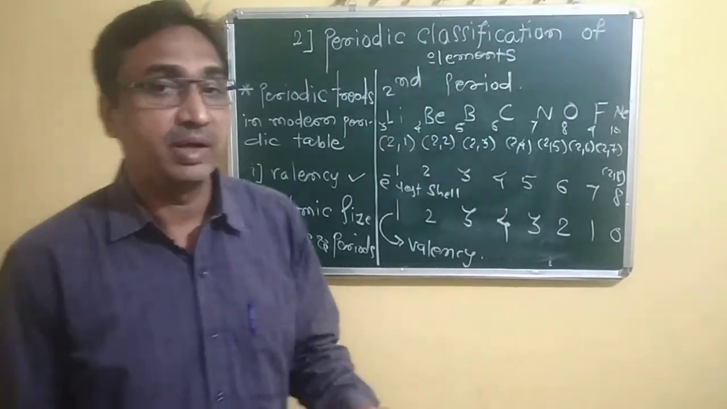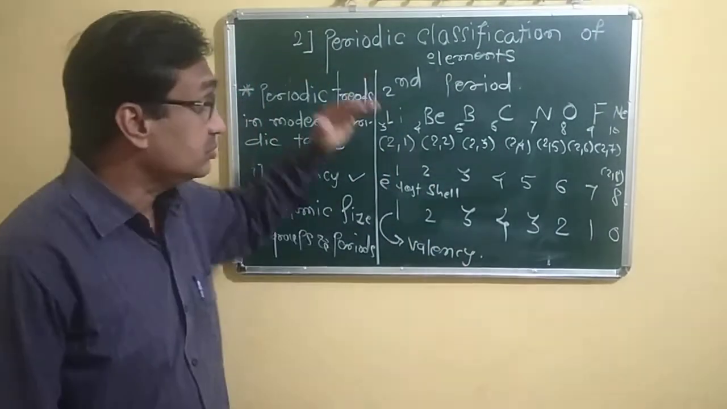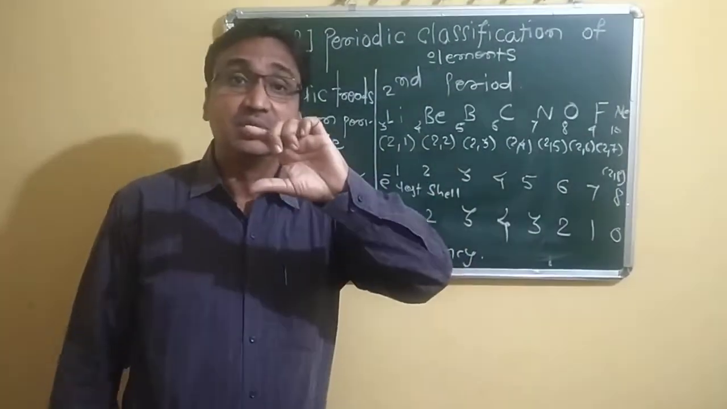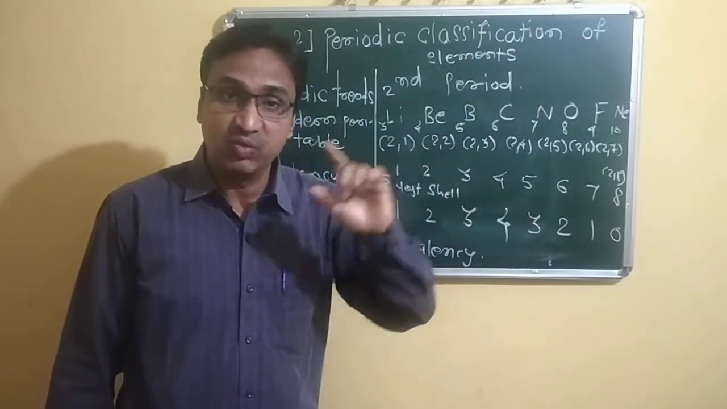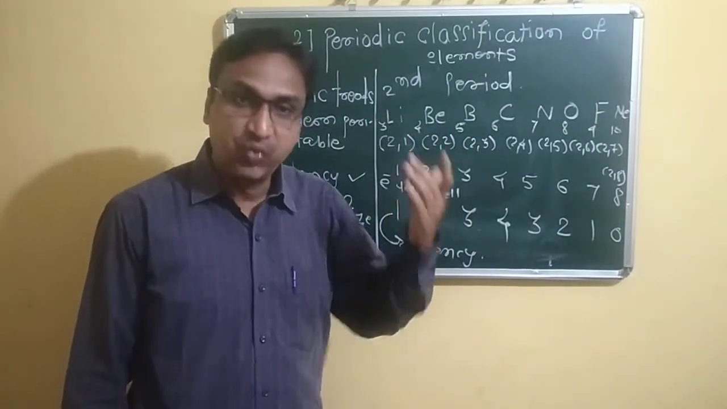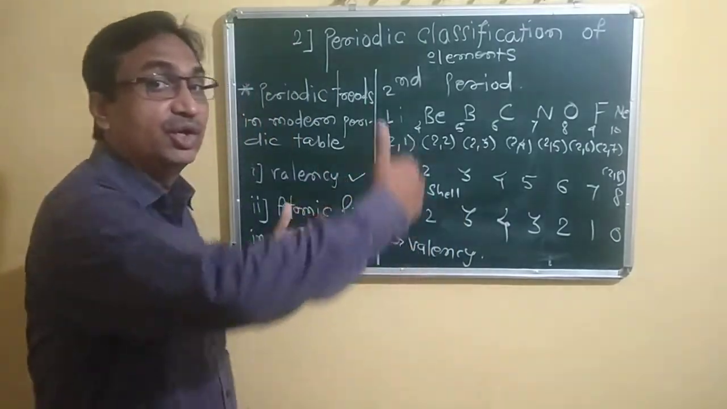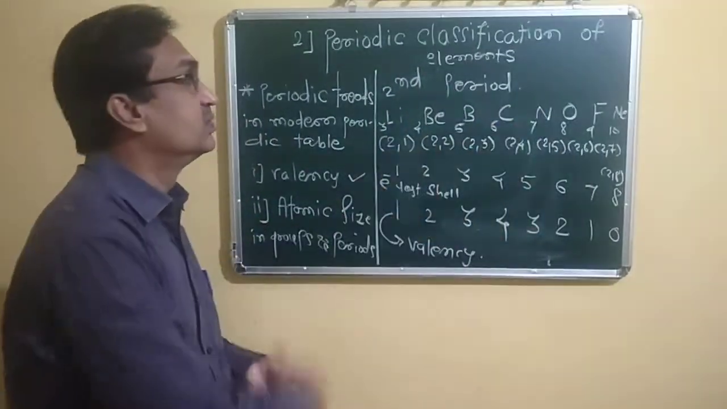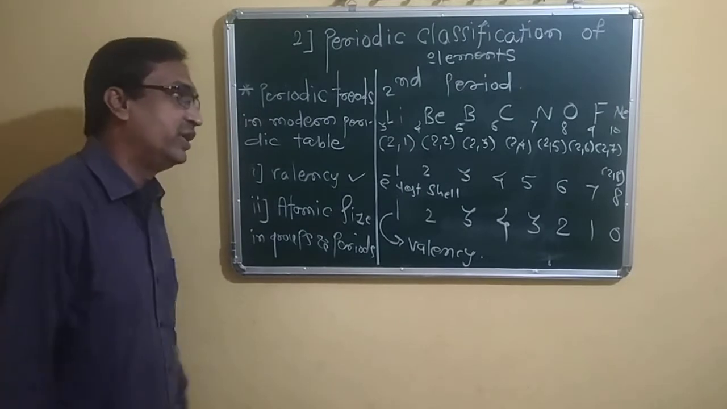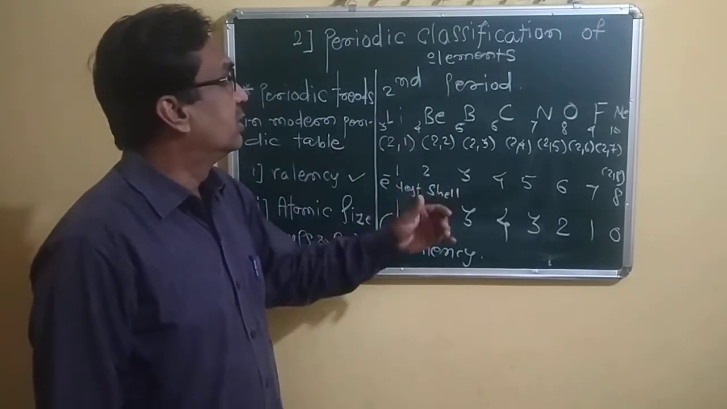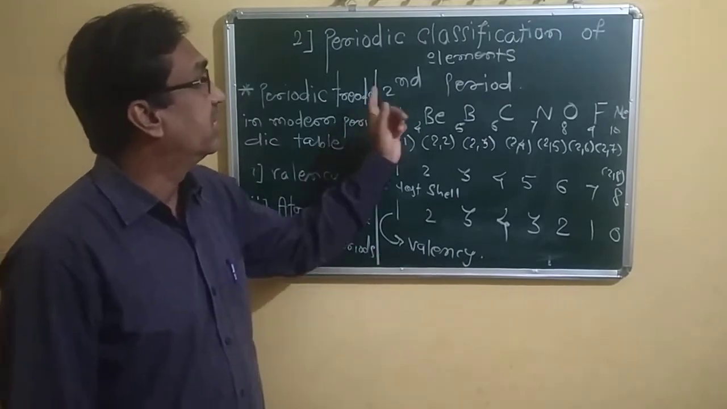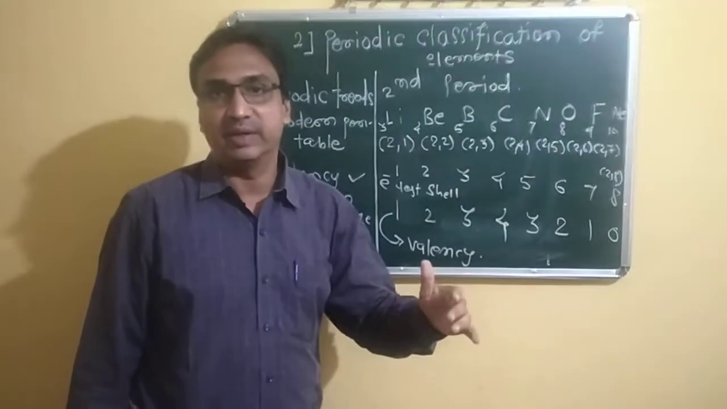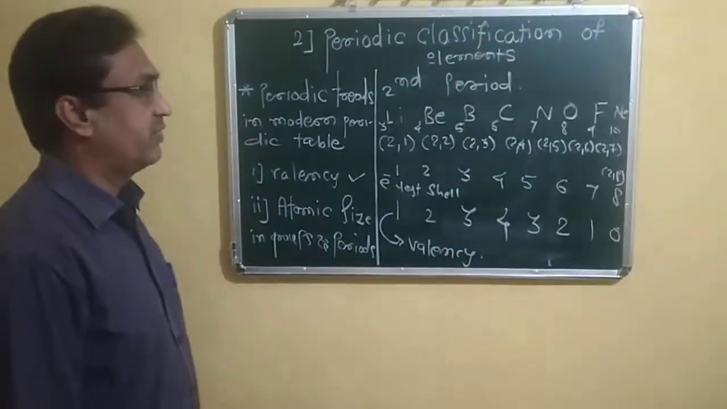We can easily find out the valency of the third period elements. The valency of third period elements is 1, 2, 3, 4, and after that 3, 2, 1 and 0. In this way, we can find out the periodic trend in concern with the valency in the third period or the second period.